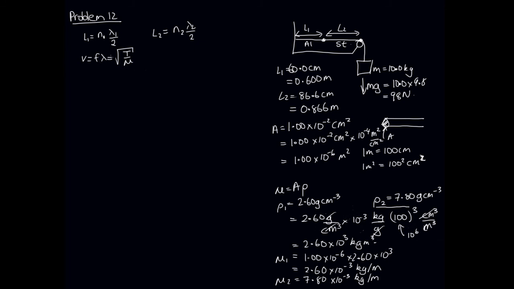We've got one frequency generator, so we know that the frequency in the two wires has to be the same. So let's rearrange this formula, and we've got that the frequency is equal to 1 over the wavelength times the square root of the tension over the mass per unit length. And so we can say, well, 1 over lambda 1 times the square root of T over mu 1 is equal to 1 over lambda 2 times the square root of T over mu 2. And now we've got expressions for lambda 1 and lambda 2 here.